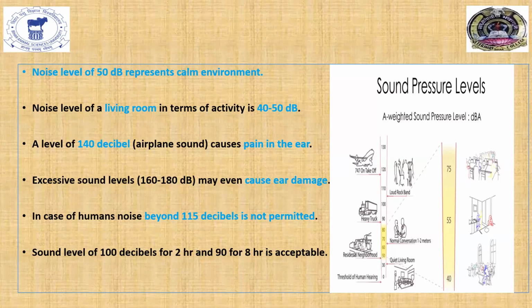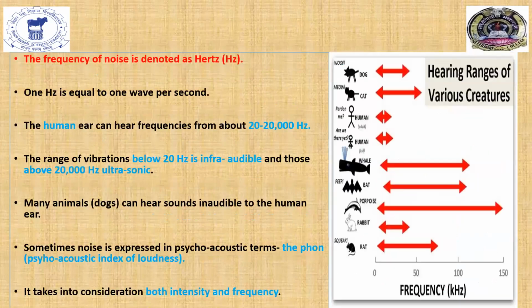In case of humans, noise beyond 115 decibel is generally not permissible or permitted. A sound level of 100 decibel for 2 hours or 90 decibel for 8 hours is generally considered as an acceptable level. Now the second property of noise is the frequency of the noise, and it is denoted in terms of hertz.